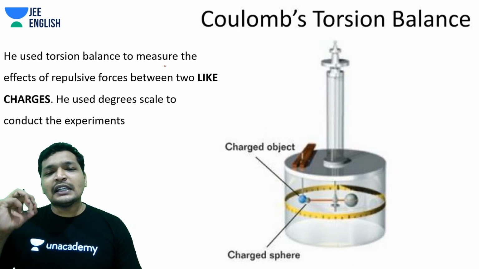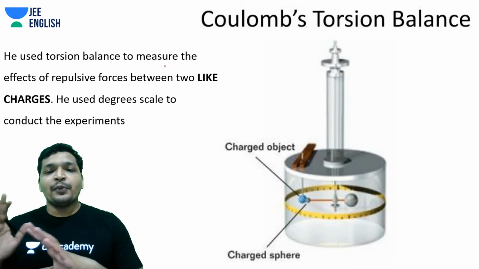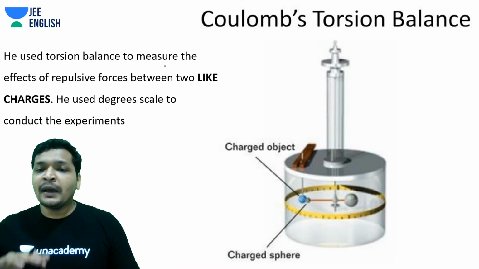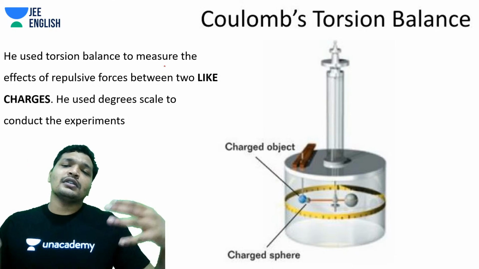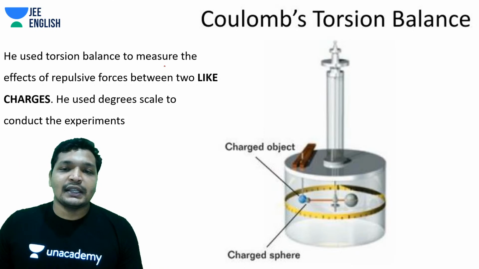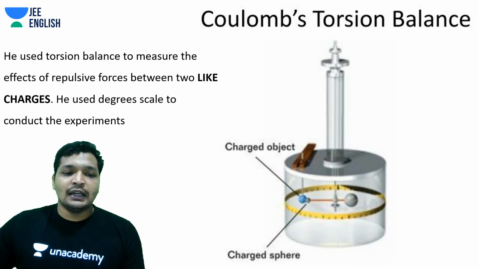What he did was invent a specific instrument just for proving Coulomb's law. It is known as Coulomb's torsion balance. The torsion balance already existed, but Coulomb's torsion balance is a modified version, totally designed for this experiment. So let's understand what is the beauty behind this entire instrument.